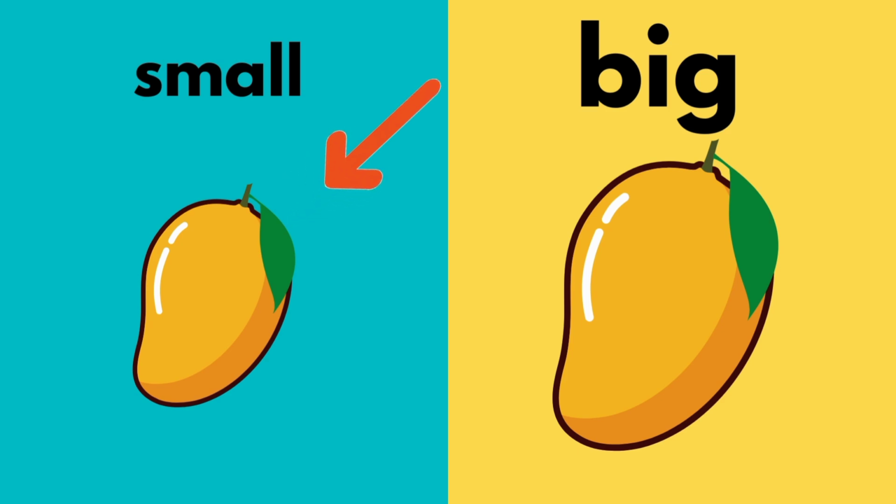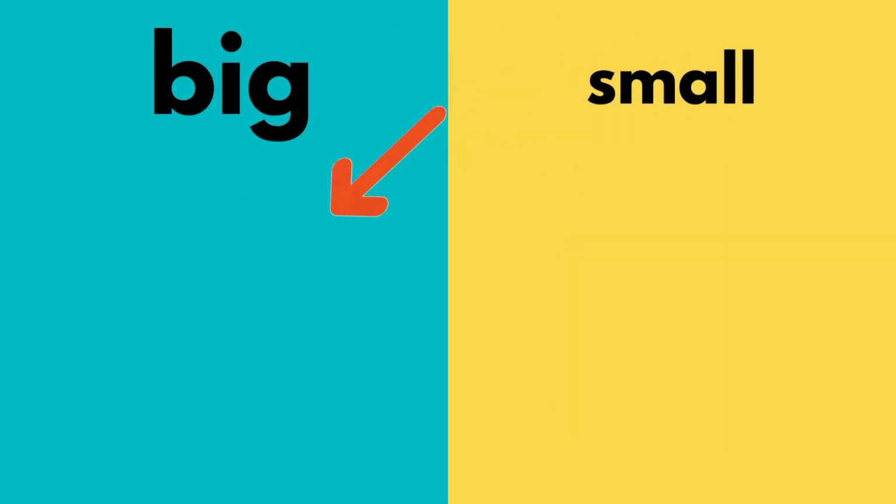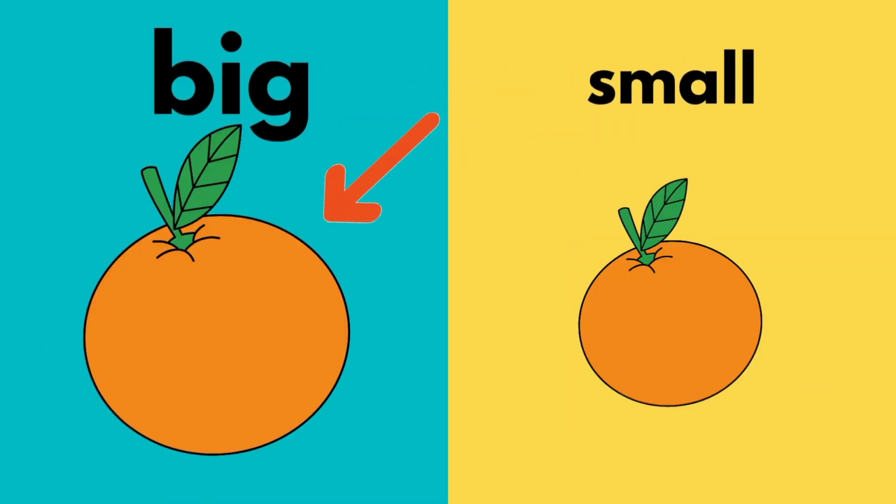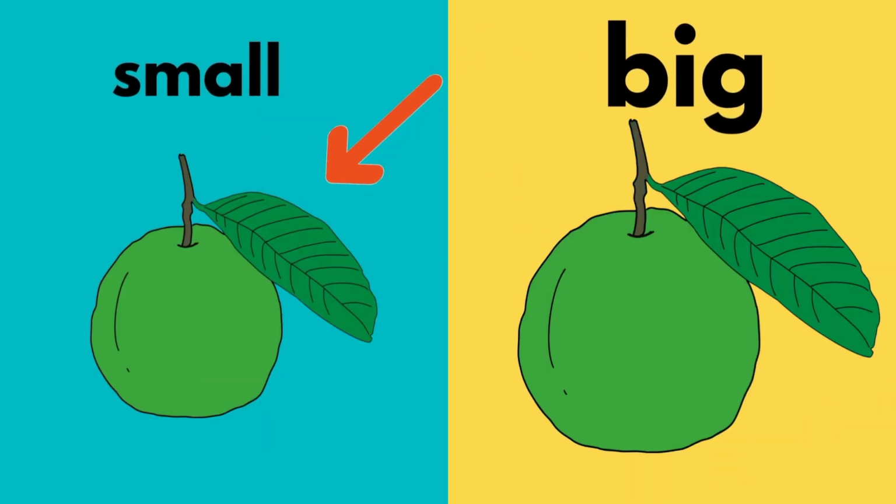This mango is small. This mango is big. This orange is big. This orange is small. This guava is small. This guava is big.